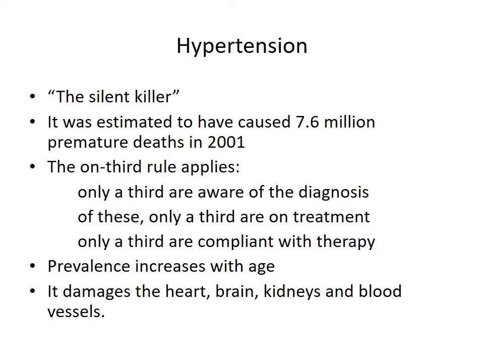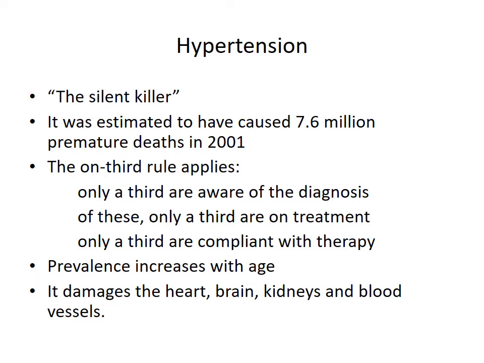Hypertension itself is referred to as a silent killer, because people have the disease and they are not aware, and it does its damage to the body. It's estimated that about 7.6 million deaths in 2001 were caused by hypertension. The one-third rule applies. A third of individuals who have hypertension are aware of the diagnosis, a third are on treatment, and only a third comply with therapy. There are many reasons why people don't comply with therapy: side effects of medications, the cost of drugs, and availability. And we've noted that prevalence of hypertension increases with age.